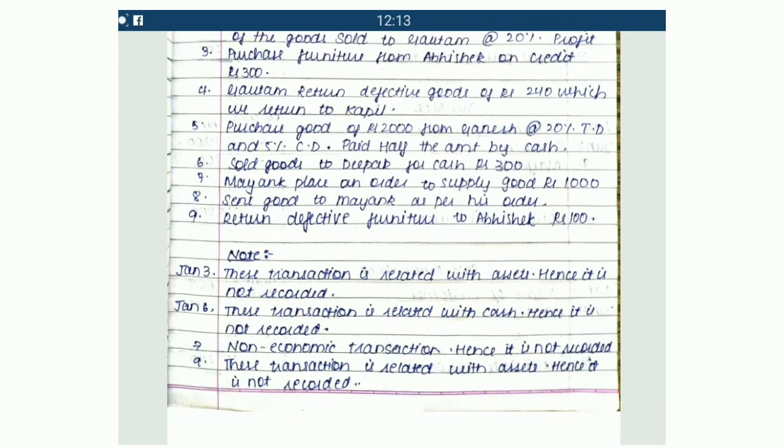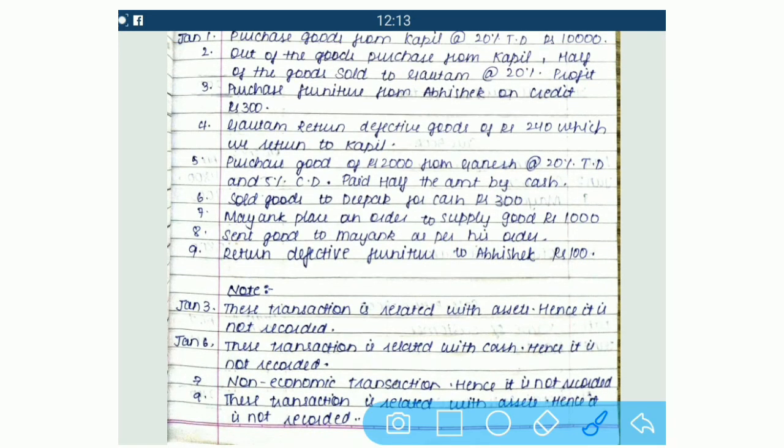Then number 3, purchase furniture from Abhishek on credit, rupees 300. This is a transaction related to furniture, and in subsidiary books furniture transactions are not recorded. So here we have to prepare one note. These notes are to be prepared at the end of the subsidiary books. January 3rd: this transaction is related to assets, hence it is not recorded. Only this note is to be written in our answer.